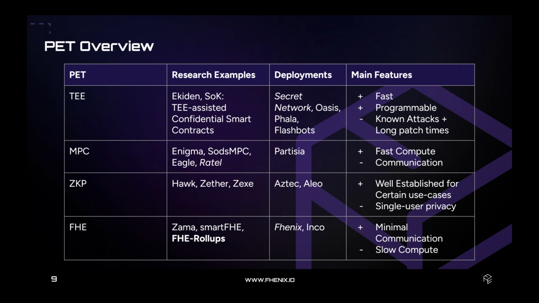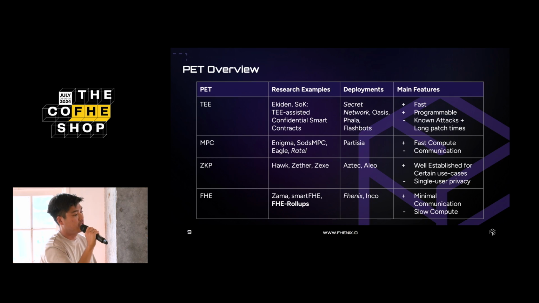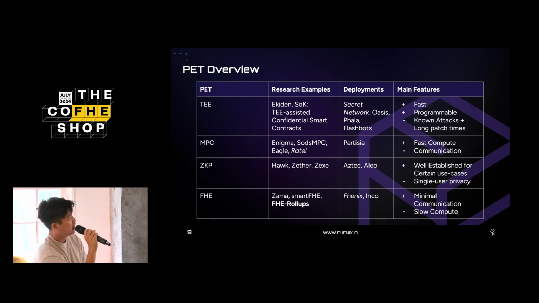And so here's an overview of some different privacy technologies being used right now, going over specific research examples, deployments that are either live or in testnet, and then the main features, the pros and cons. Not to spend too much time here, but if you think of something like a trusted execution environment, it can be fast and programmable. There are known attack vectors, and the physical nature of it makes it applicable for some cases and not as applicable for others.